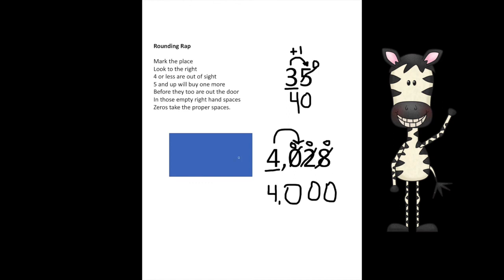So again, the wrap, when you say it all together: mark the place, look to the right. 4 or less are out of sight. 5 and up will buy one more before they too are out the door. In those empty right-hand spaces, zeros take the proper spaces.